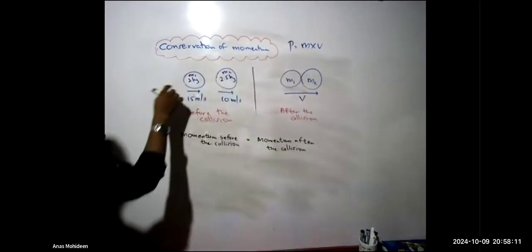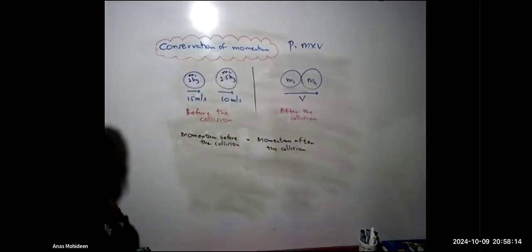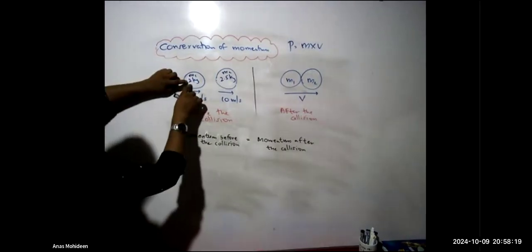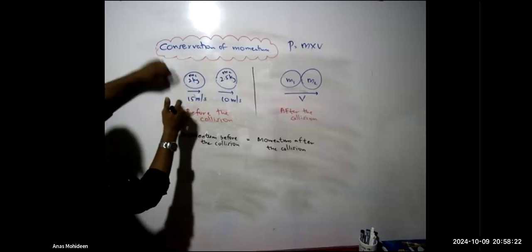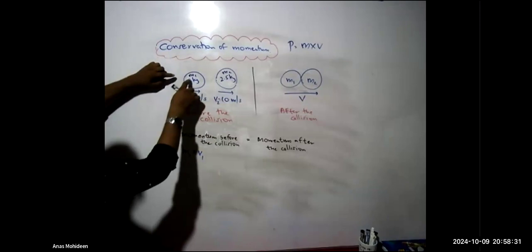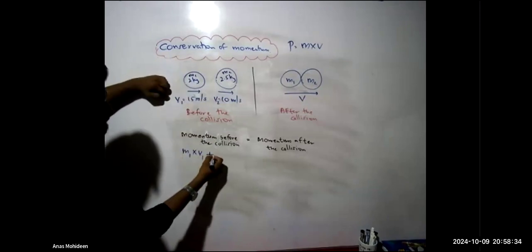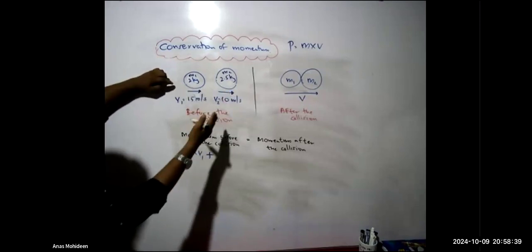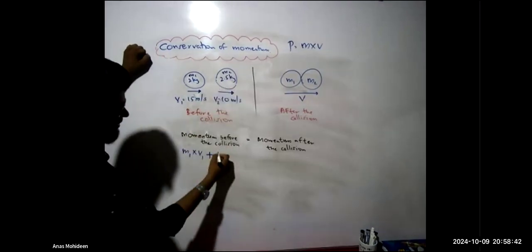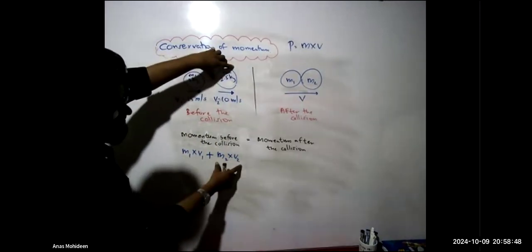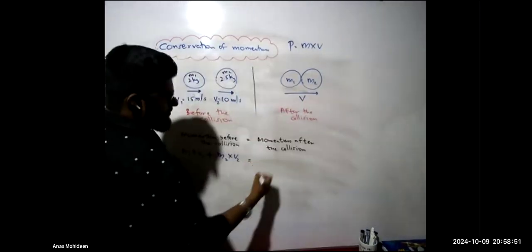Mass into velocity. So this person's momentum I'm taking. What is this momentum? M1 into V1, that means 2 kilograms into 15. Let me take it as V1 and this is V2. So I have to take M1 into V1 plus M2 into V2, because I have to add. That is because both of them are in the same direction. If they are in the opposite direction, I have to subtract. Momentum of the first object plus momentum of the second object.